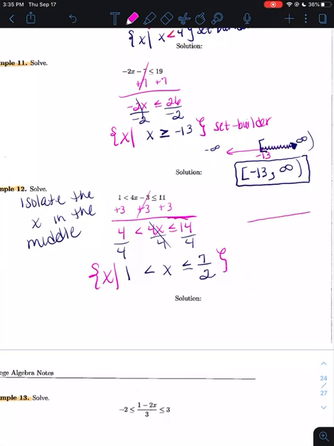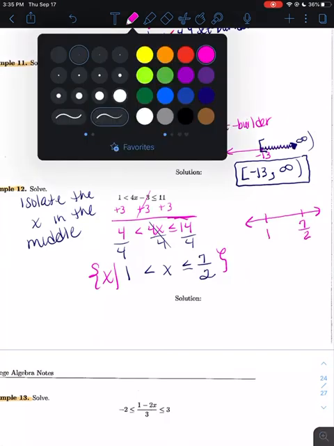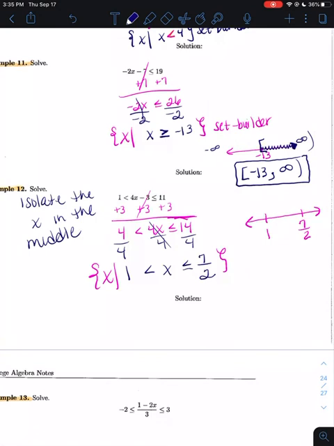When it comes to graphing it, the only two numbers you care about are 1 and 7 over 2. Because the x is in the middle, I'm going to shade in the middle. On this side, at the 1, I just have a less than symbol. So now we have to close off that shading. Now that I have a 1 down here with a less than symbol, I'm going to put parentheses. And on the other side, I'm going to put a bracket.